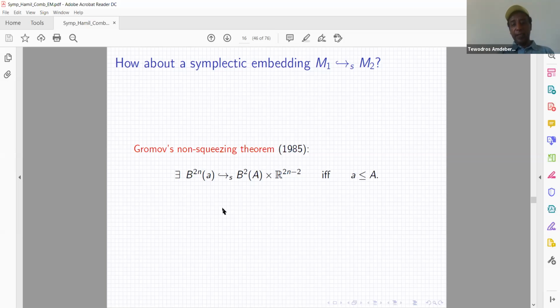So Gromov's famous theorem in 1985 says you cannot arbitrarily squeeze a given ball of cross-sectional area A into an arbitrary cylinder; there is a restriction. That little a has to be less than that big A. So it's called Gromov's non-squeezing theorem.